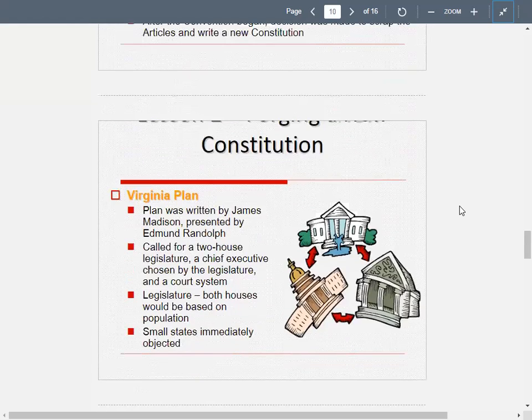So the Virginia Plan was written by James Madison and presented by Edmund Randolph. It called for a two-house legislature, a chief executive chosen by the legislature, and a court system. The legislature in both houses would be based on population, and small states immediately objected. Because if it was based on population, the small states automatically lose.